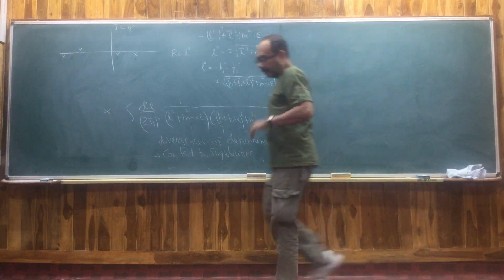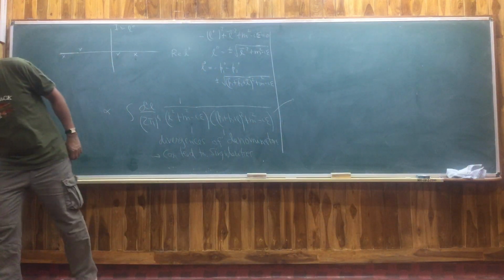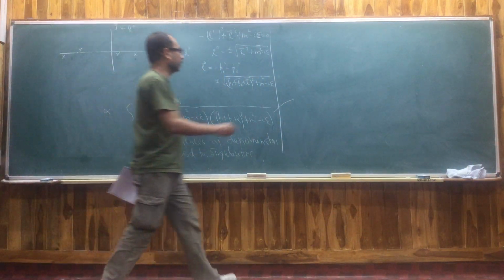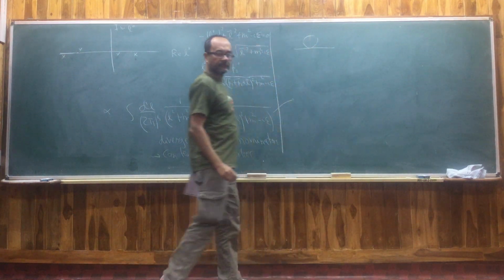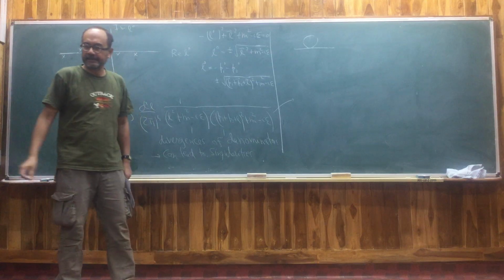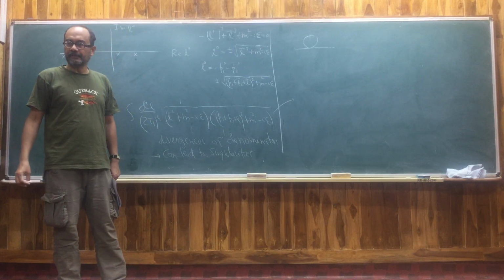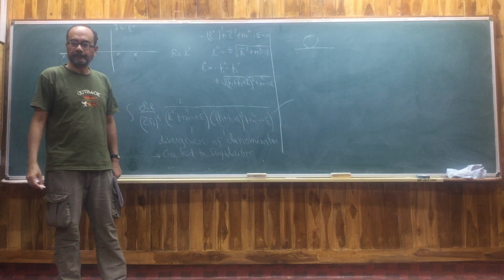Okay, so now let's look at some other diagram. Okay, again in phi to the 4th theory. This diagram, is it divergent or not divergent? We are talking about ultraviolet.